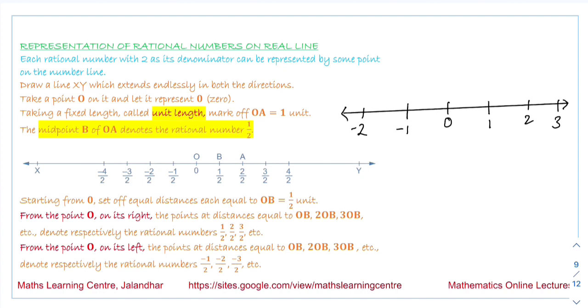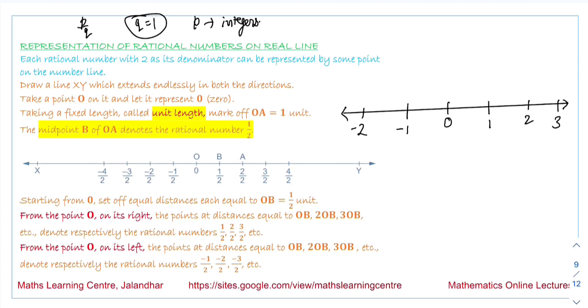Now we have to draw the rational numbers. So rational numbers are the numbers of the form p by q. So if we talk about q is equal to 1, then we are just talking about the numbers p, that is the integers, and we have seen how to draw the integers.